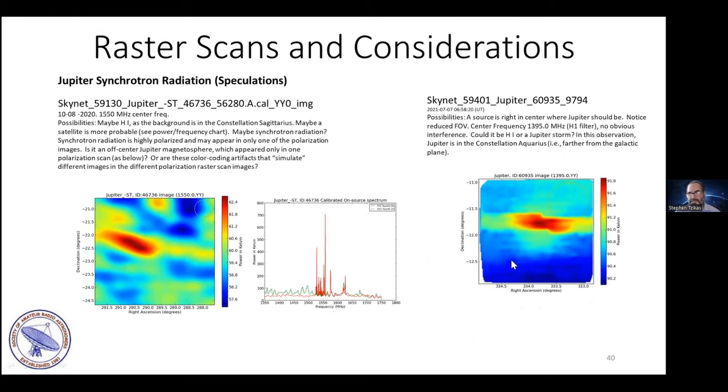And here's another observation of Jupiter. There's certainly a target right in the middle. I'm not sure if that is Jupiter or not. Jupiter, if you do pick it up in a larger scope, tends to be oval shaped because of the magnetosphere. So kind of inconclusive on that.